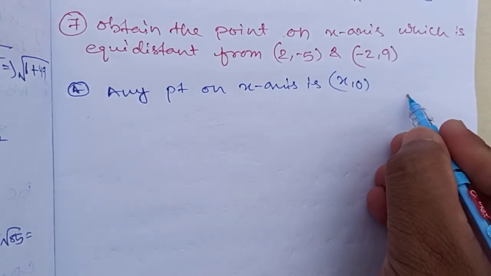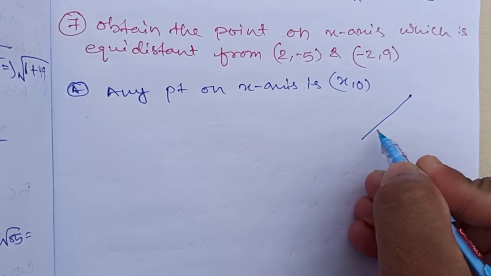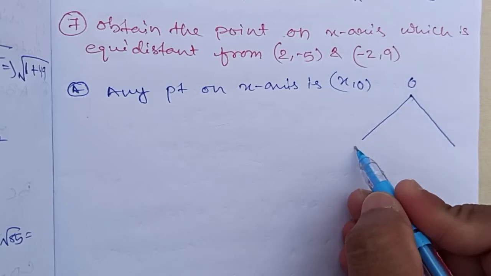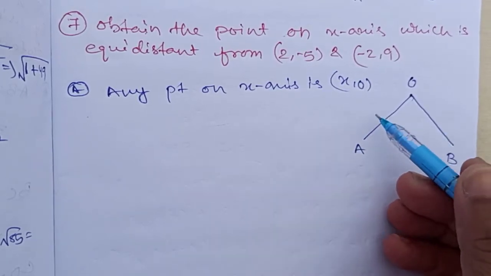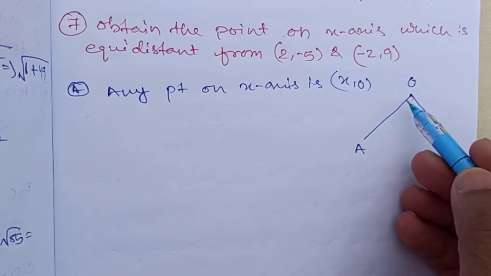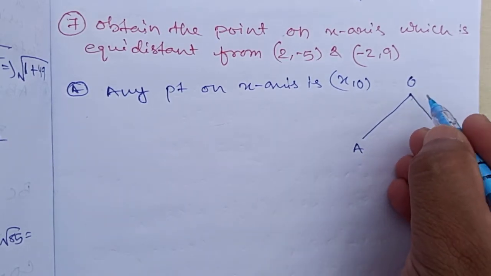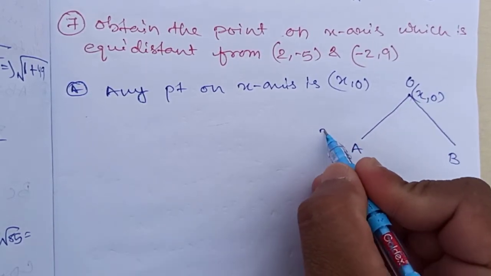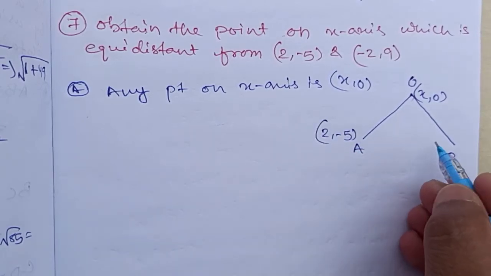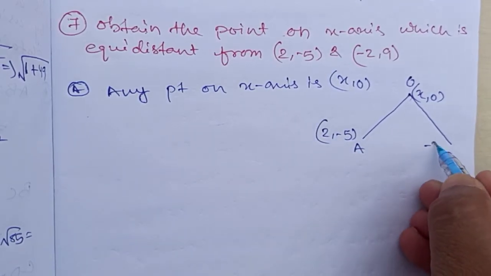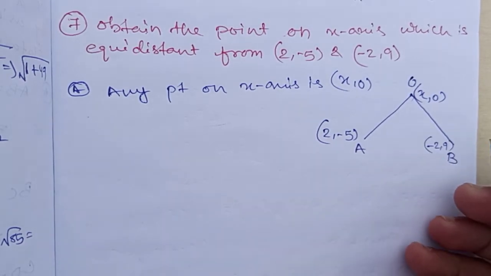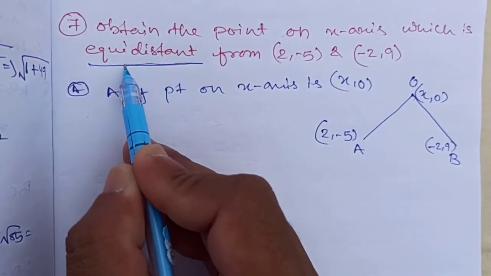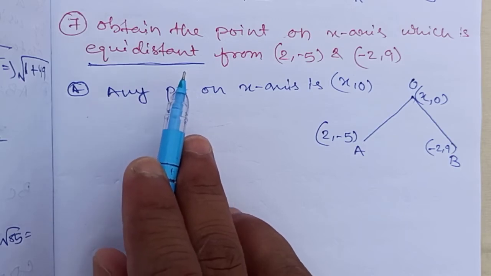Okay, so just a rough diagram I will draw. Suppose this point is equidistant from these two points. Okay, so if I will name it as O, this is A and B, we have to find out the value of x where O is equidistant from A as well as B. Okay, so the coordinates of O I will take as x comma 0. Okay, and the coordinate of A will be 2, minus 5 and coordinate of B will be minus 2 comma 9. Okay, now the most important part is whenever you will get any question where the word equidistant is given, always you use distance formula for that.